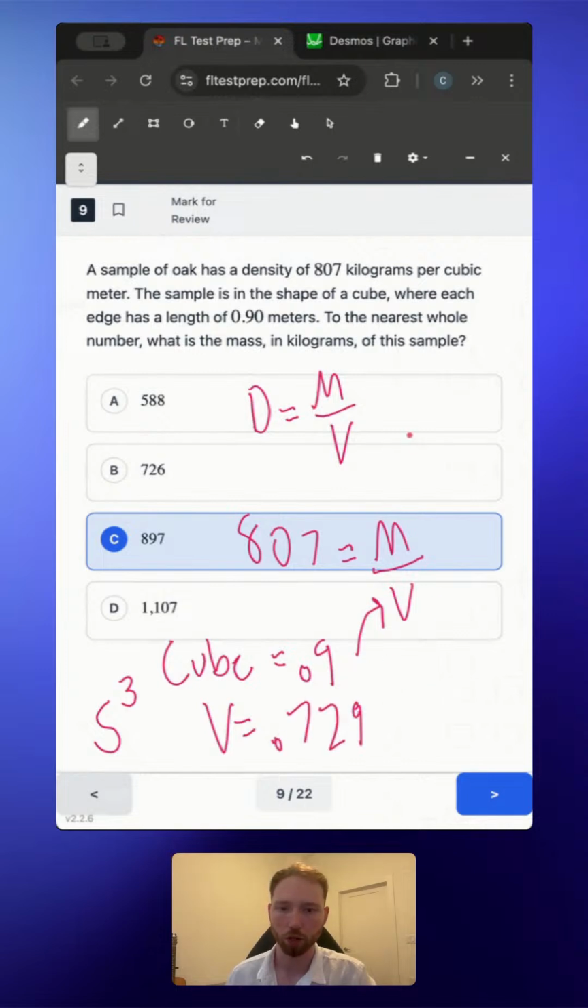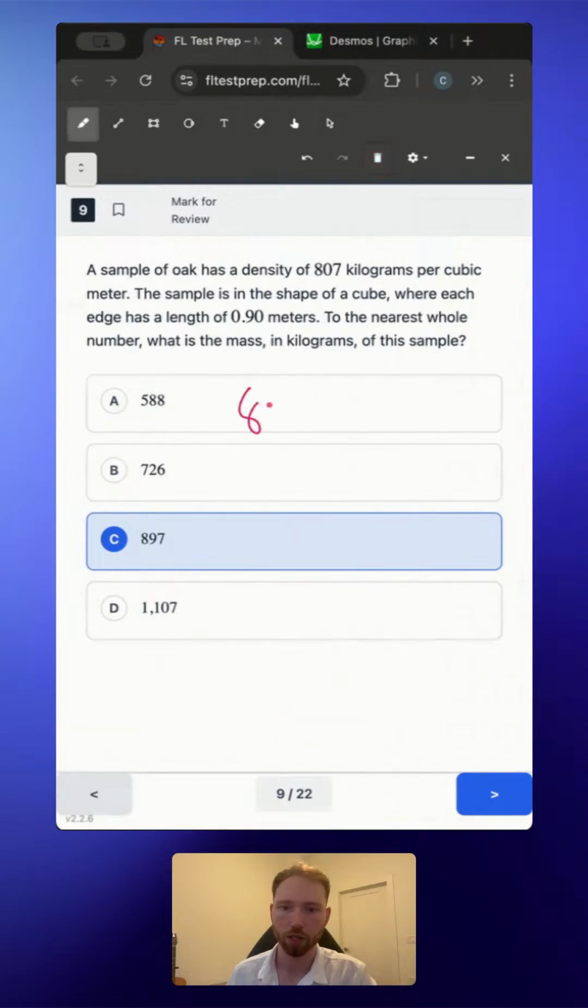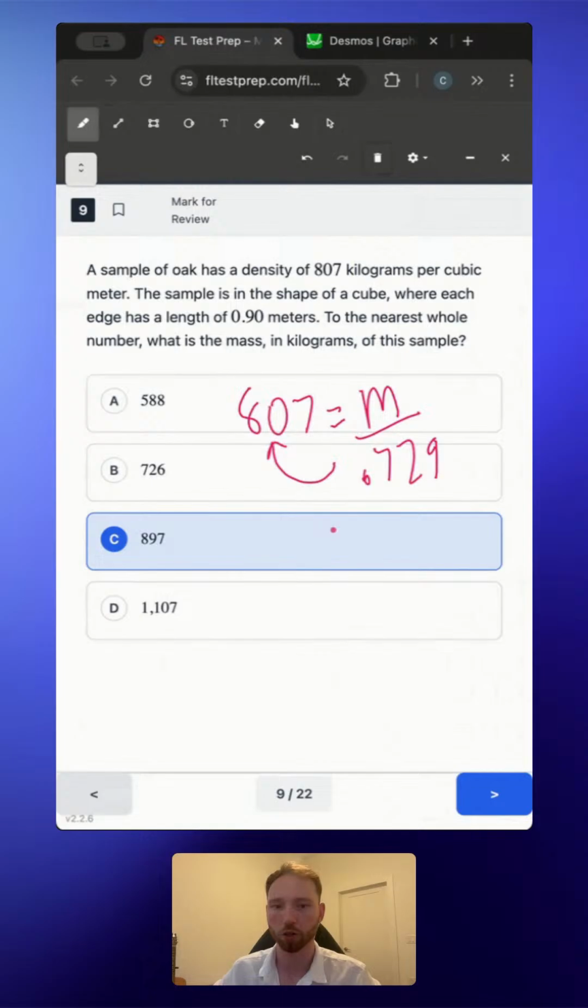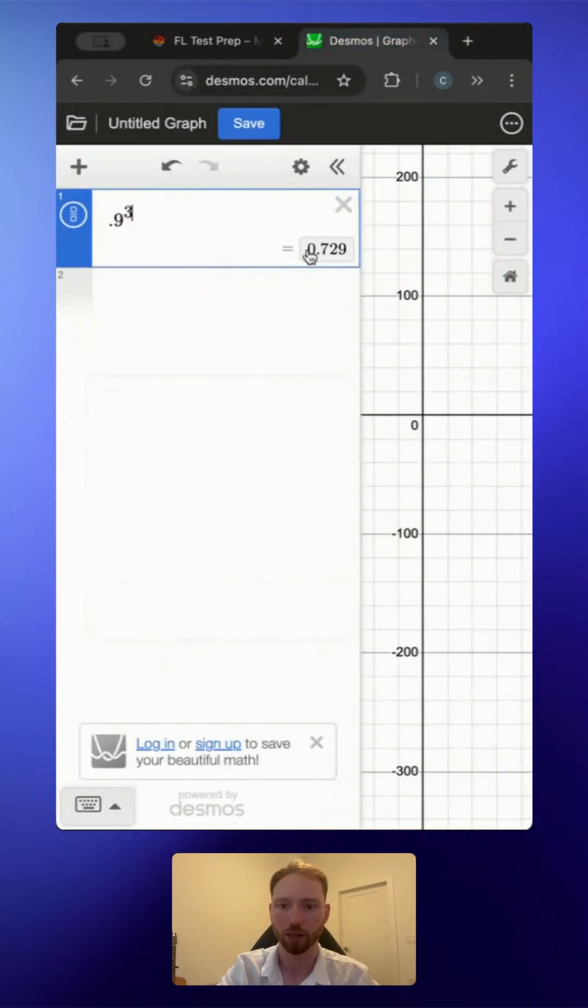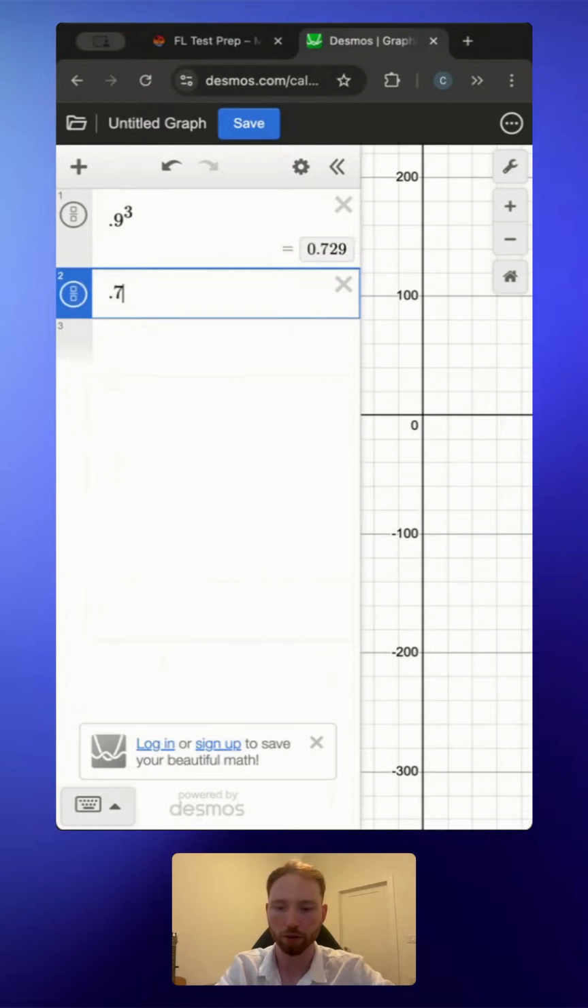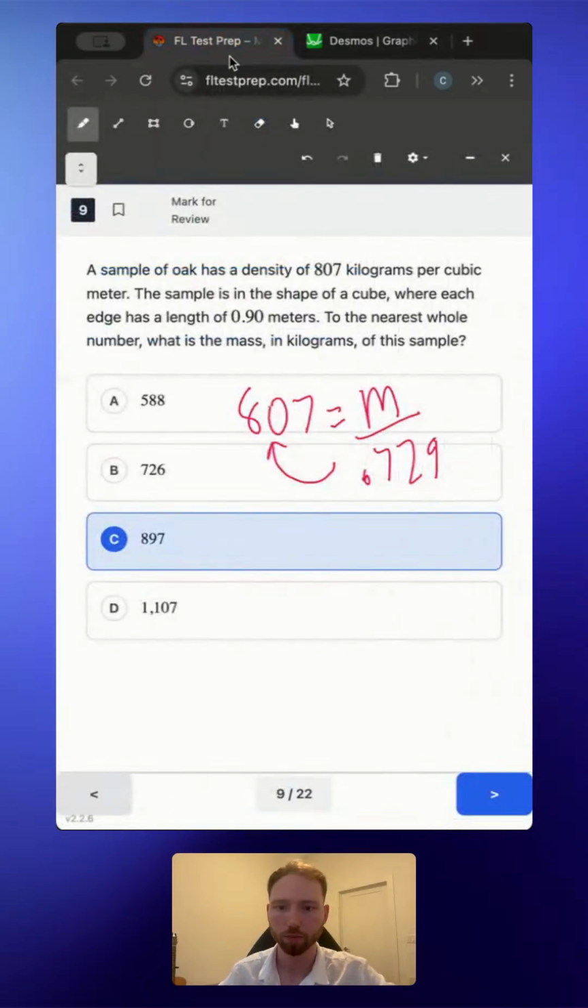So now I can plug that into my equation. I know 807 equals the mass over 0.729, and all I have to do is pull this over, multiply 807 by 0.729 to find the correct answer. 0.729 times 807, and I know my answer is going to be 588.303. So A is going to be the correct answer for this question because it is to the nearest whole number, and I'm going to round down. So 588 is the correct answer for this question.